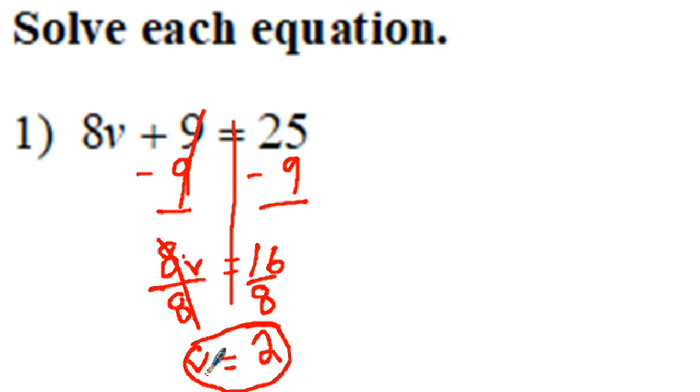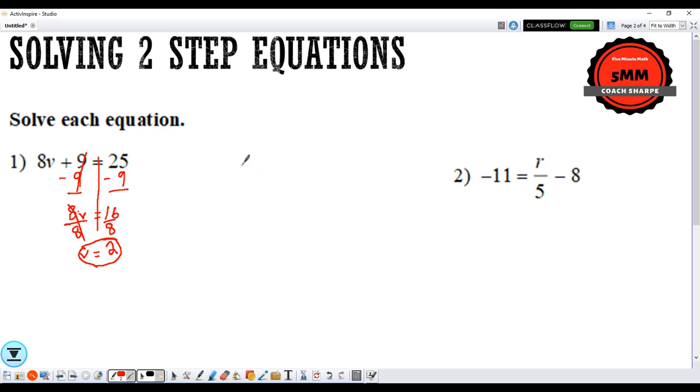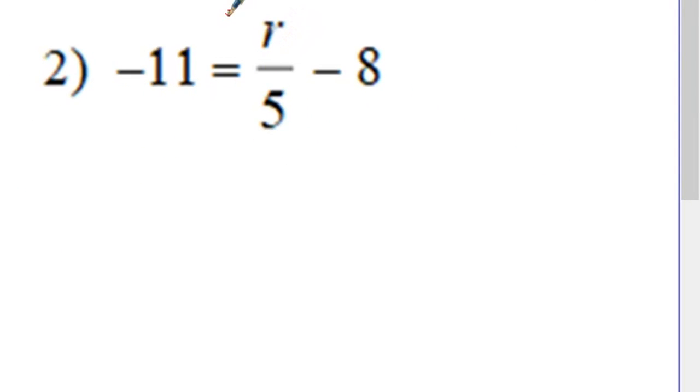Now let's move on over here to question number 2. Our variable is r, and you'll see it's located up here. We've got a 5 underneath, which remember means dividing by 5, just like in the one-step. We've also got a minus 8 here in the end. We're going to draw our line down the equal sign again because we want to separate our left side from our right side.